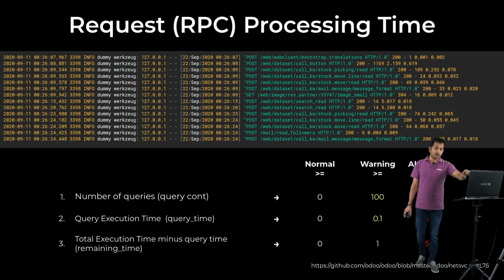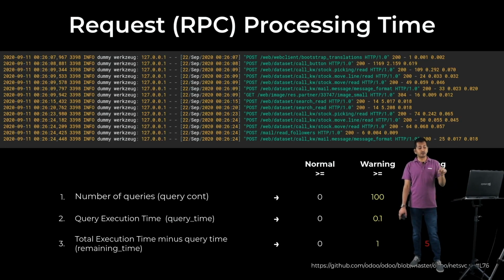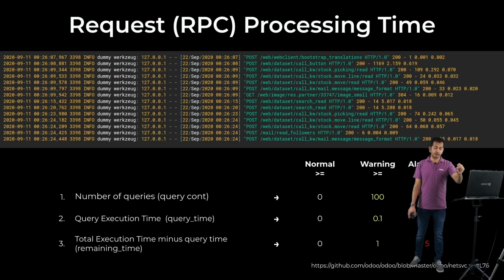And all these 3 numbers will also be colored based on certain thresholds. So there is a normal log, there is a warning log, and there is an alarming log. So 0 to 100 in number of queries will be regular, it will be white, but 100 to 1000 will be yellow. So if your number of queries is between 100 and 1000, then they will be yellow, and if your number of queries is more than 1000, then they will be red. So that number will come up as red.